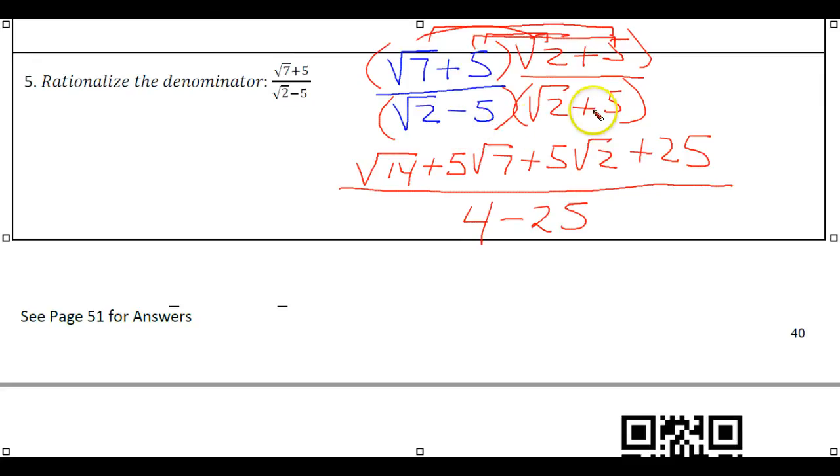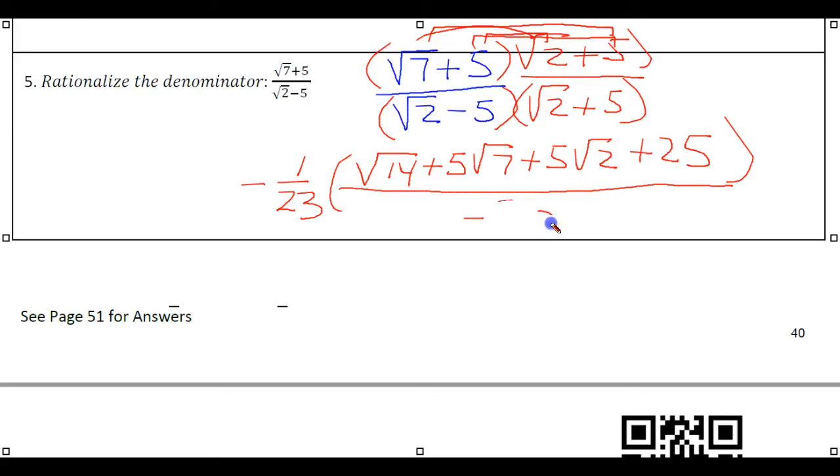So in FOILing the conjugates here on the bottom, we get square root of 2 times square root of 2, I saw a little error there, is square root of 4. Square root of 4 is 2. Okay. 2 minus 25 gives me on the denominator here a negative 23. And again, they don't like to have this as a negative. I see our book is going negative 1/23 times all of that.